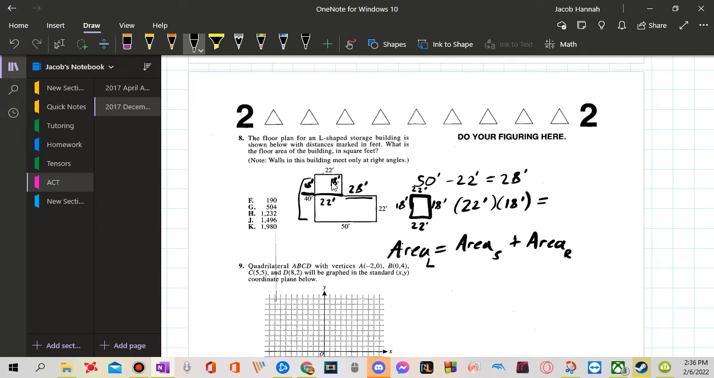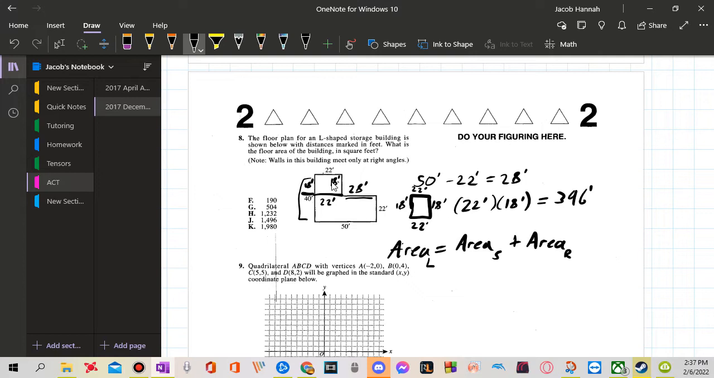I hate this convention. 18 times 20 is 360, and 18 times 2 is 36. So 36 plus 360 is 396 square feet. Technically that would be square feet squared, but that's silly. I hate using this convention. I don't know, just put that. They just want a number.